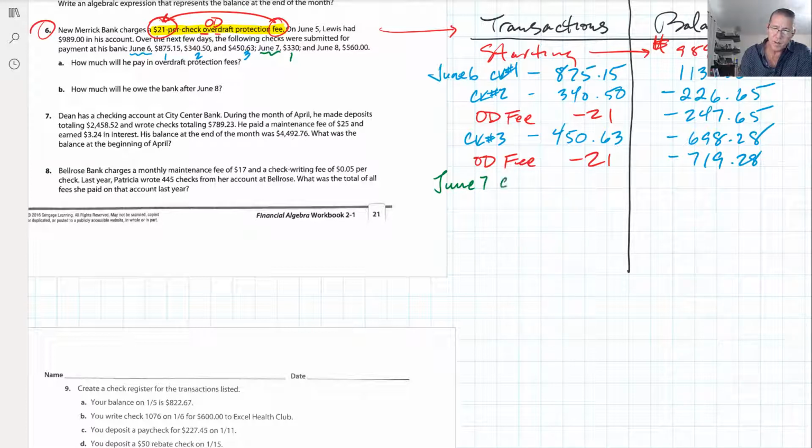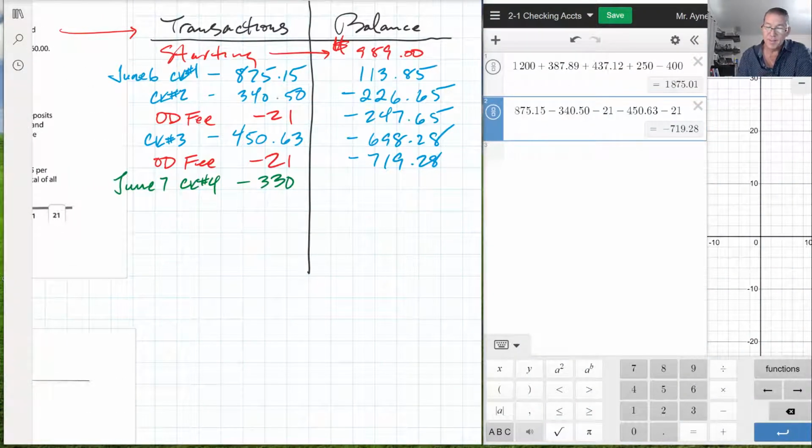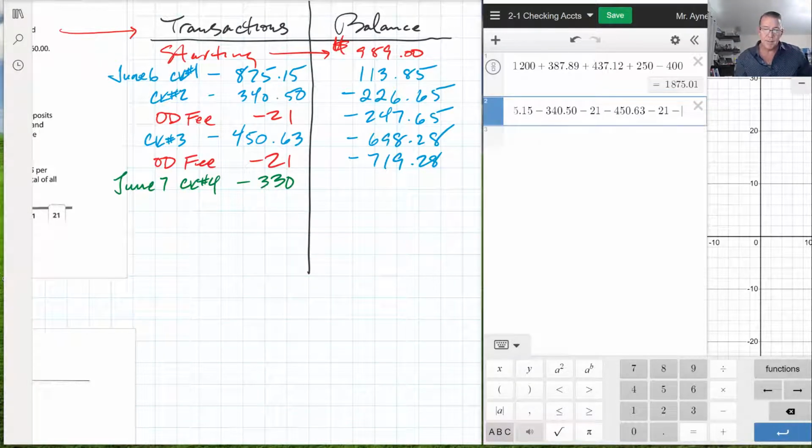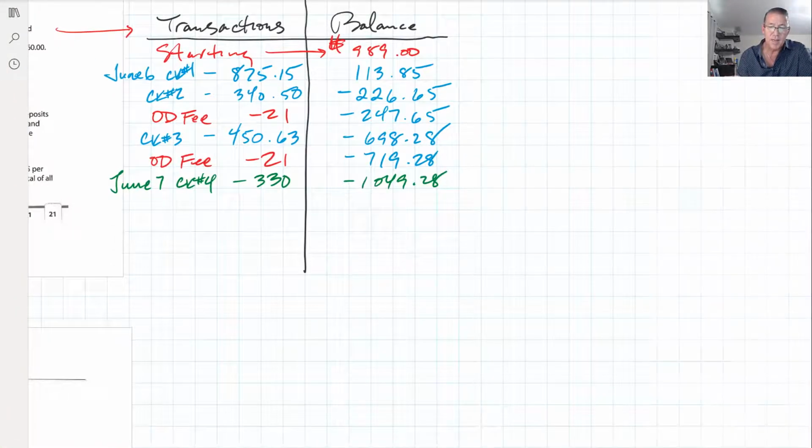I'm just abbreviating here. So the 4th check comes in on June 7th, and it's $330. Okay, the bank's going to pay it, but you're going to be assessed another fee. So let's go ahead and type this in. All right, so minus 330. And notice that we're negative 1,049.28 now. Oof. So negative 1,049.28.